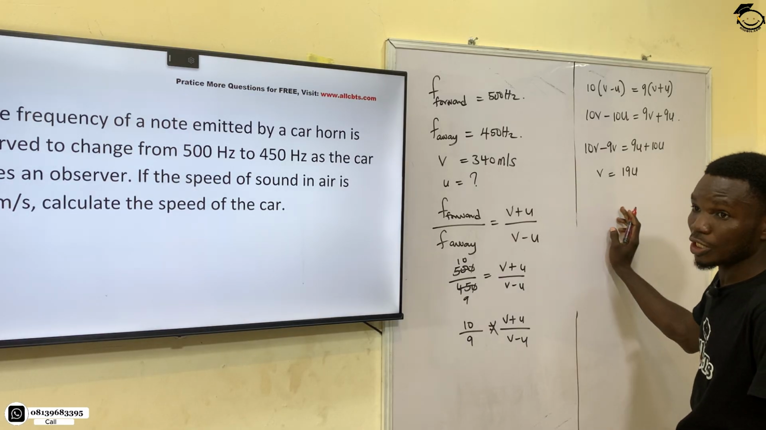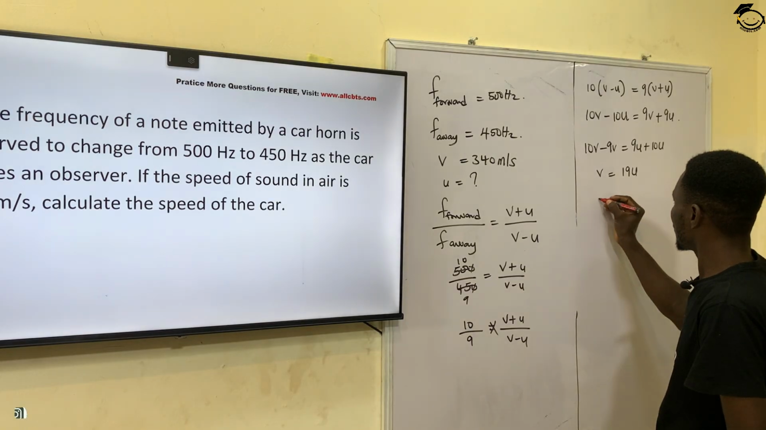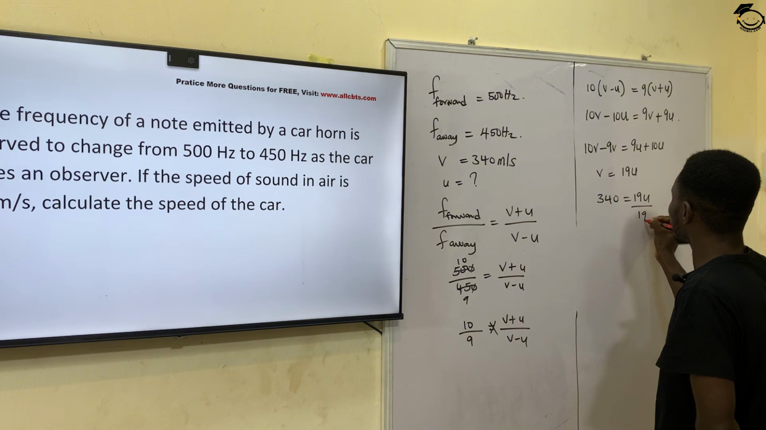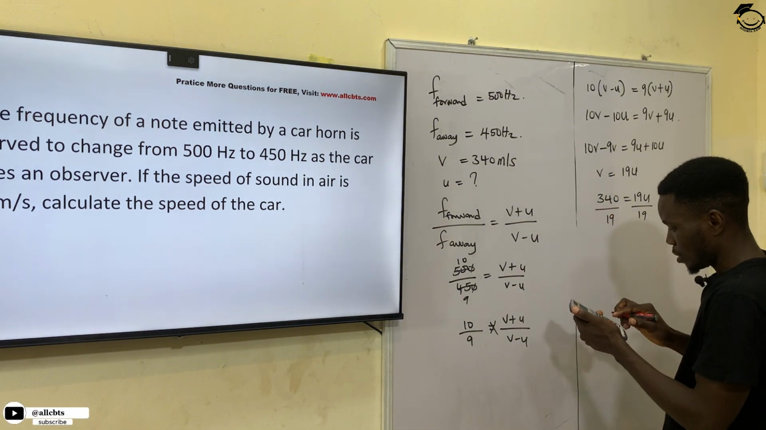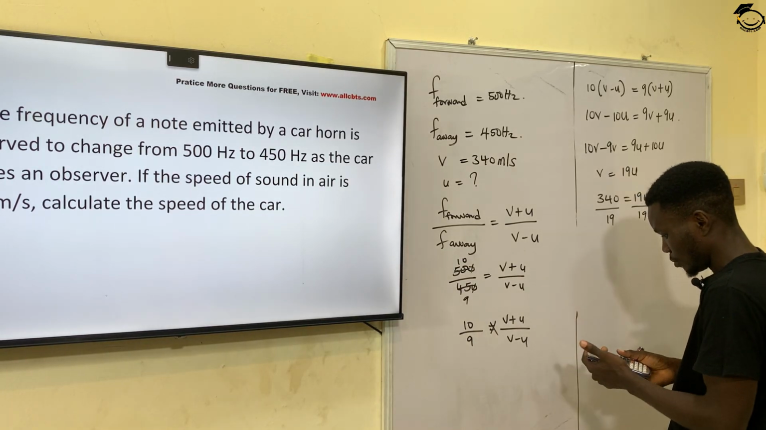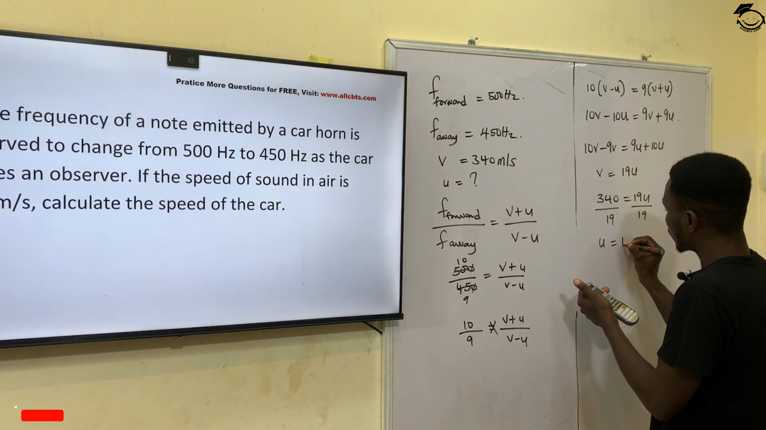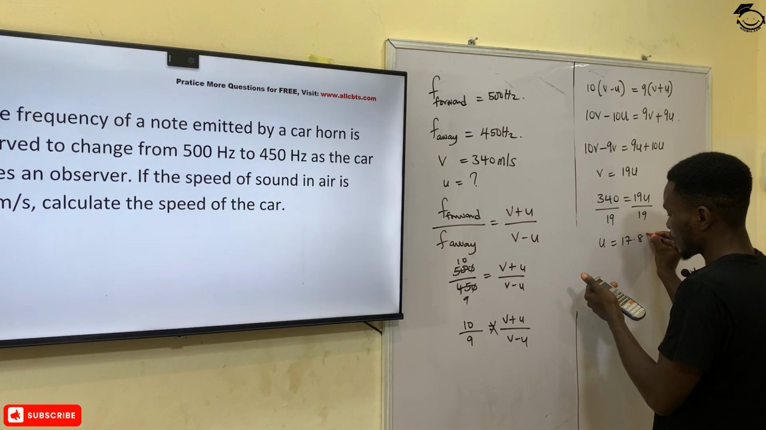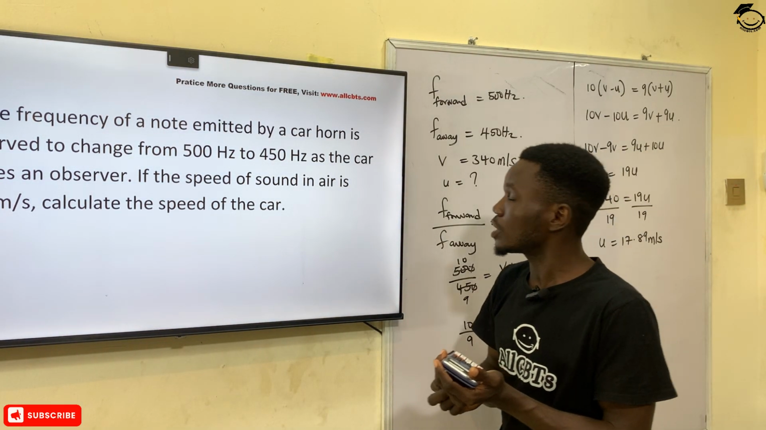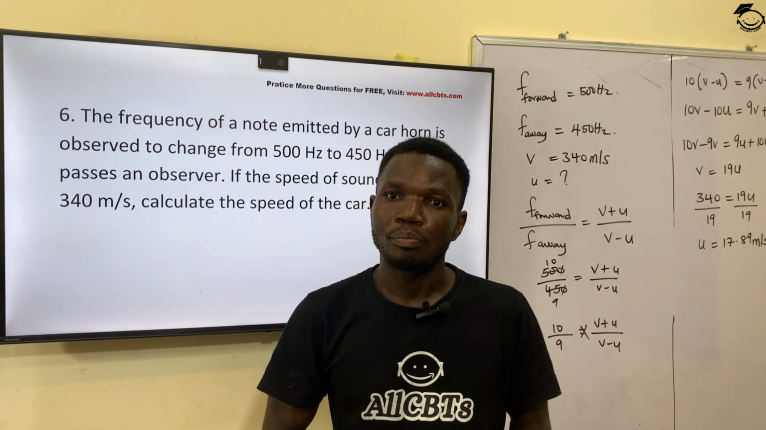So remember in the question they gave us the what? The velocity of sound in air. So if we input that, it means I have what? 340 equals 19U. Divide both sides by 19. So I have 340 divided by 19. So that will give me the velocity of the car to be 17.89 meter per second. So it means that the velocity of this car is 17.89, or about 17.9 meter per second.